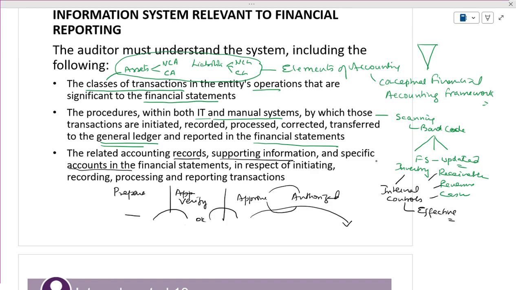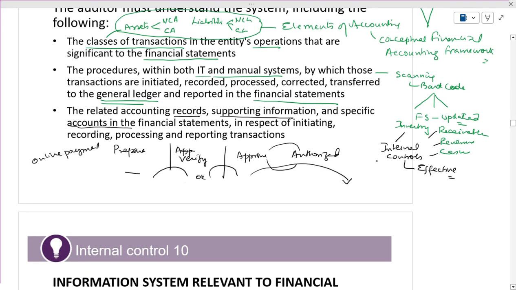In a simple way of explaining, you are making an online payment. When you are making an online payment, what are the internal controls you will have? You are using your debit card. When you are using the debit card, you provide all the information. Is it right? You will also provide the CVC. Once you have provided that, it is not the end.